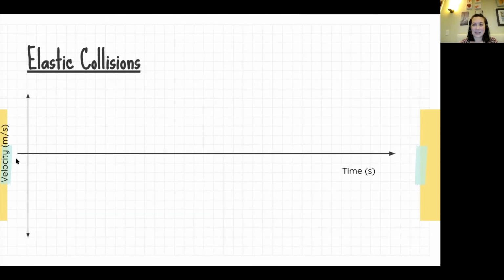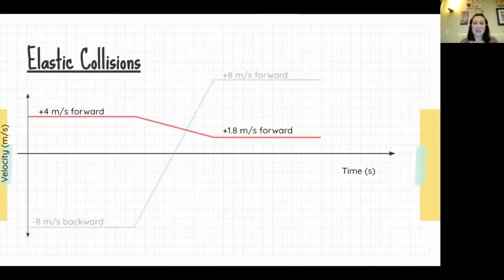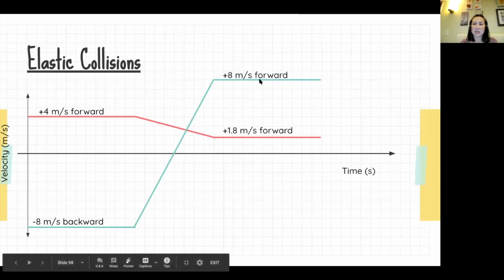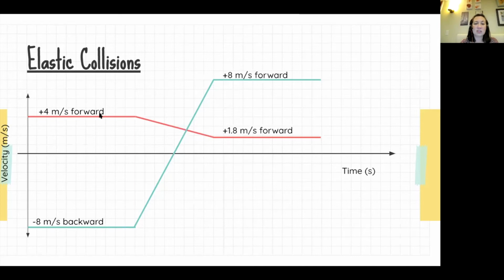What would this look like then? On a velocity versus time graph, one object might slow down and the other object might speed up. You'll notice that blue was moving backward and then forward. So this must be the object on the right. It was moving left, then bounces back to the right. Red was moving to the right and is still moving to the right after, but slower than blue.